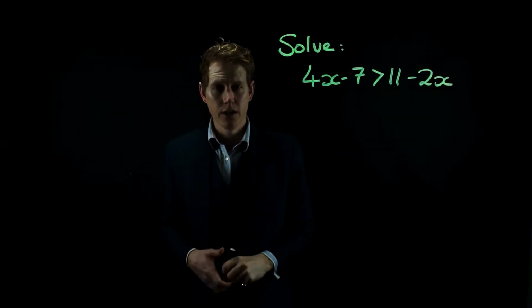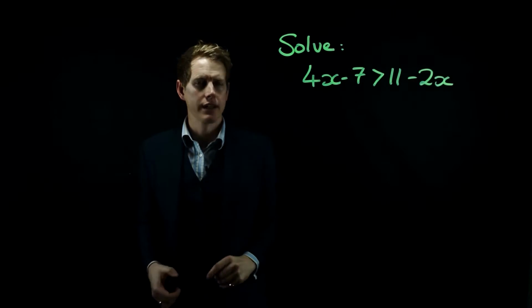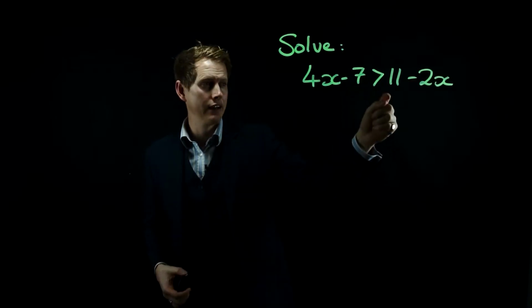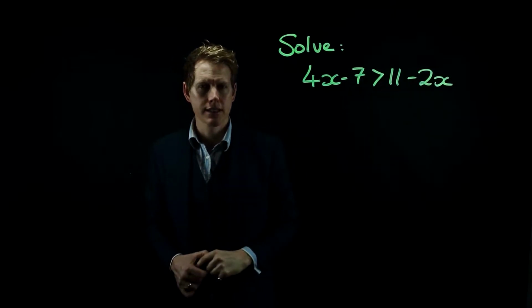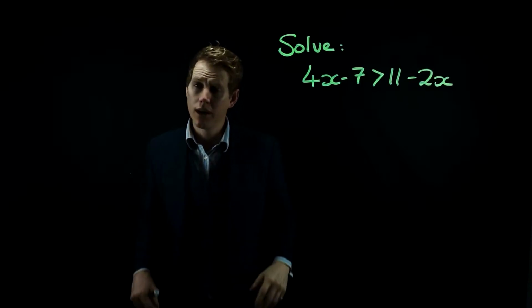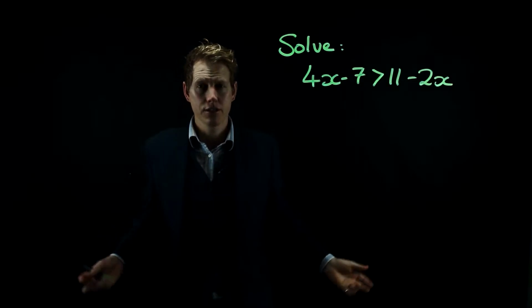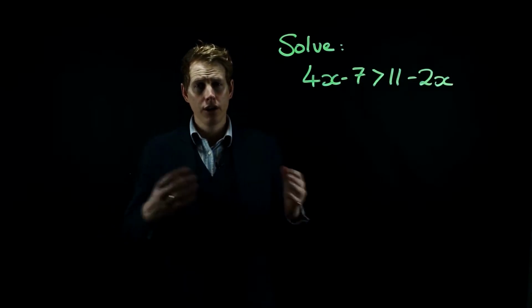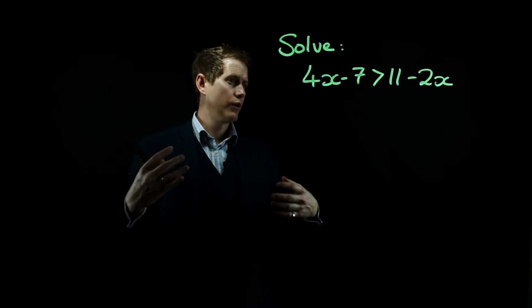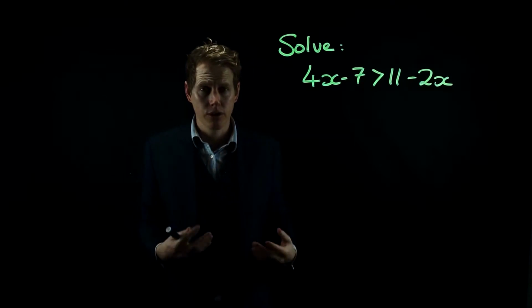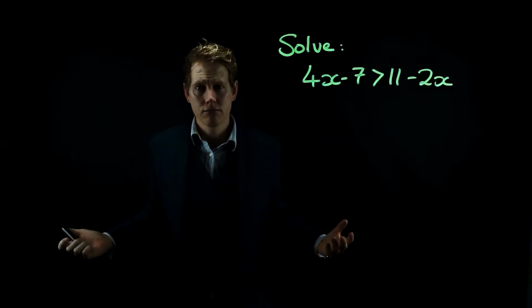Right, so in this question we're asked to solve the inequality 4x minus 7 is greater than 11 take away 2x. How do we go about doing this? Well, it's exactly the same as solving equations. In this case, we've got unknowns on both sides, so all we need to do is collect everything with an unknown on one side, all of the constants on the other side, and then solve for x.